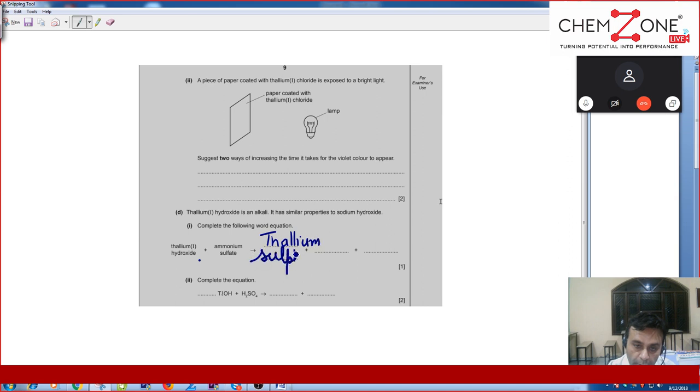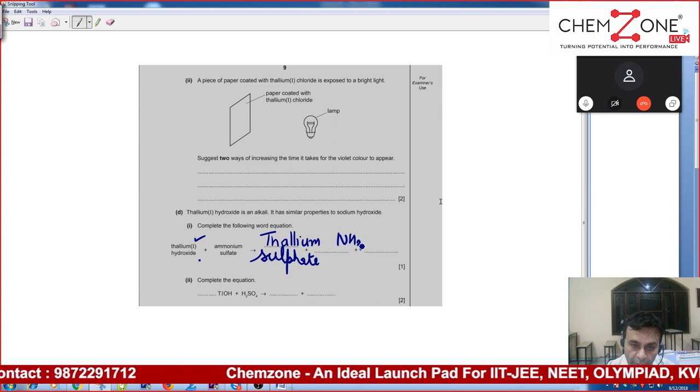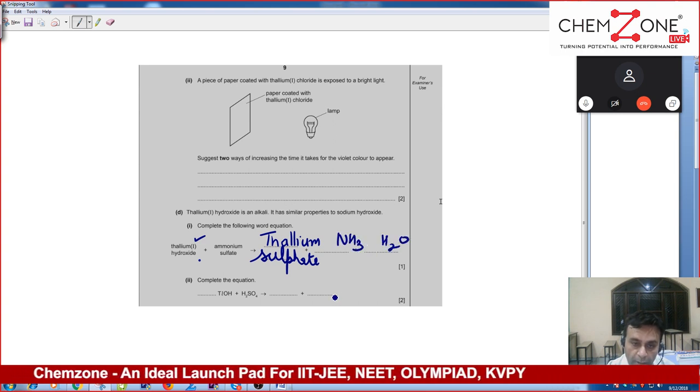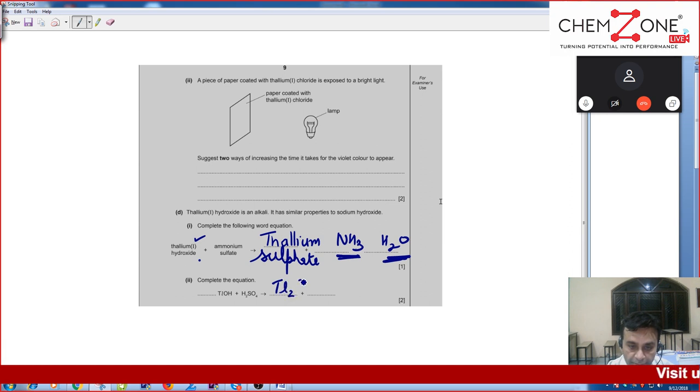What is the oxidation state of thallium in thallium sulfate? It's plus one. Thallium is plus one. Okay. It's already given here. It will give ammonia and water. Okay, sir. You can write it in the word equation. I have written the symbol equation here. This is the thallium hydroxide, and so it will form thallium sulfate plus two water molecules.